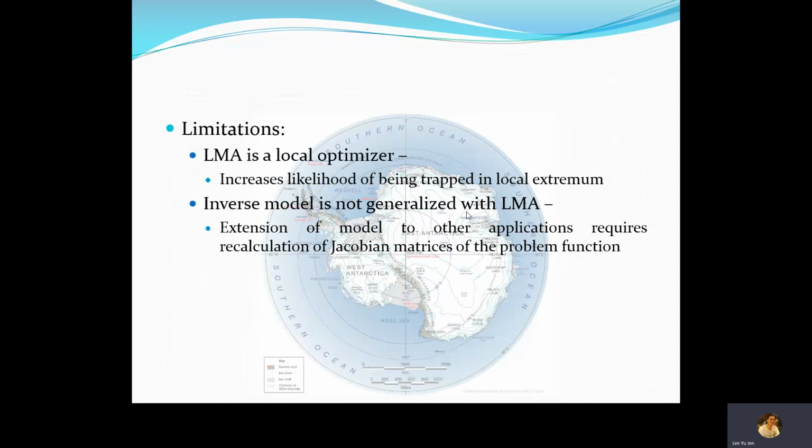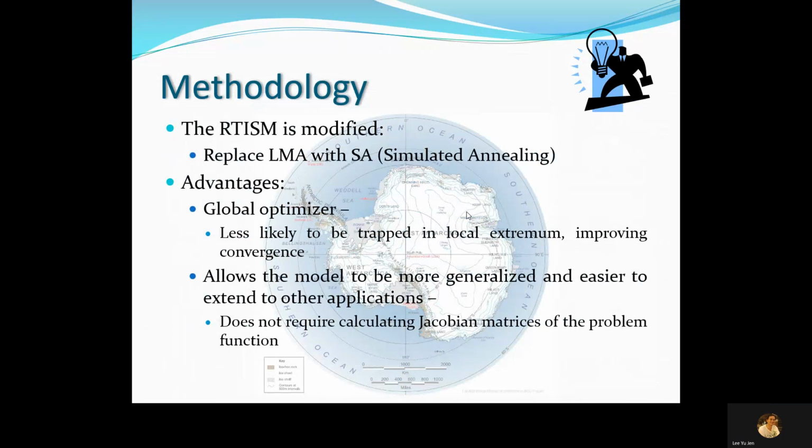In terms of the optimizer, the limitations of the LMA is it is a local optimizer which increases the likelihood of being trapped in the local optima. And the inverse model is not generalized because when we apply LMA, we need to calculate the Jacobian matrix. So if we want to extend the model to other applications, we need to recalculate the Jacobian matrix with respect to the problem function.